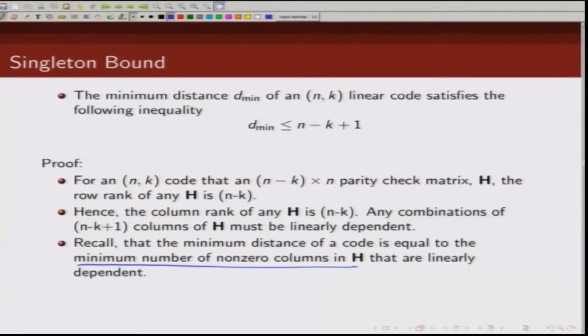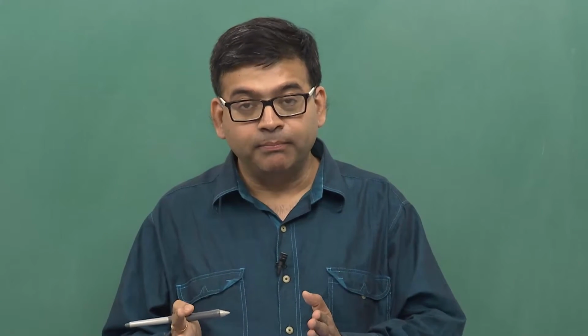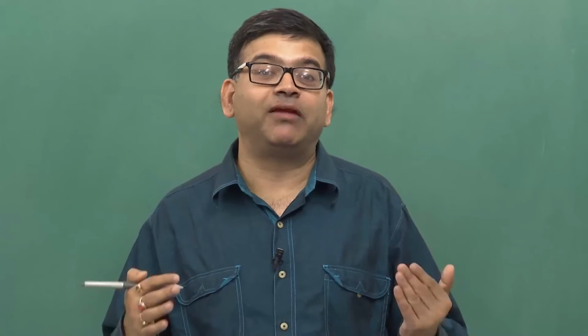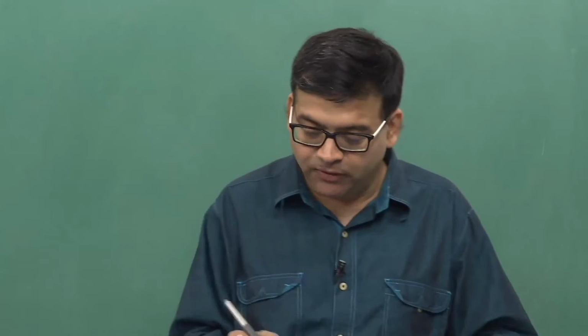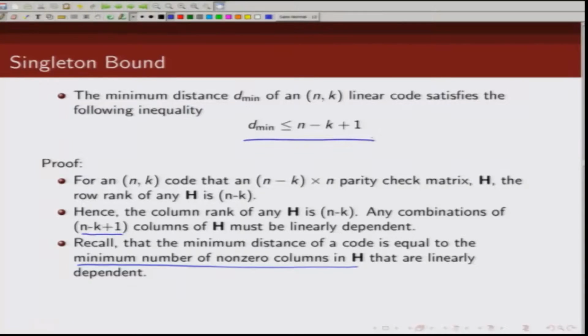So, what we have seen is that n minus k plus 1 columns of H matrix add up to 0 because they are linearly dependent. Why? Because the column rank is n minus k. And if n minus k plus 1 columns add up to 0, that means the minimum distance can be at most n minus k plus 1. Hence, we prove that minimum distance of a linear (n,k) code is upper bounded by n minus k plus 1.